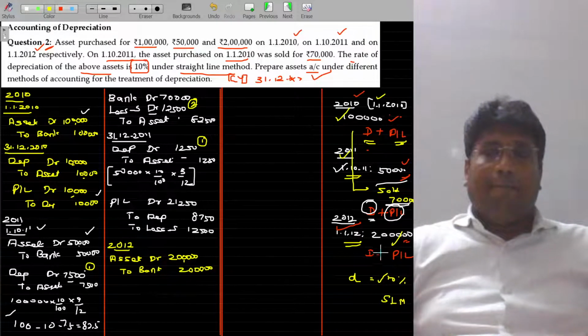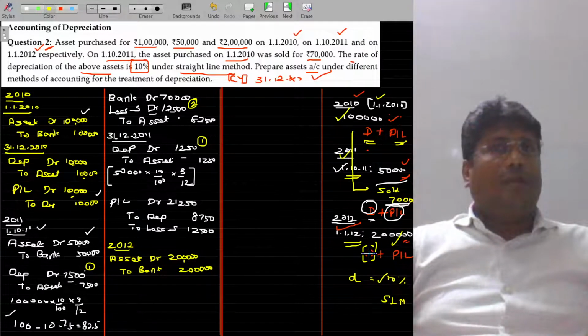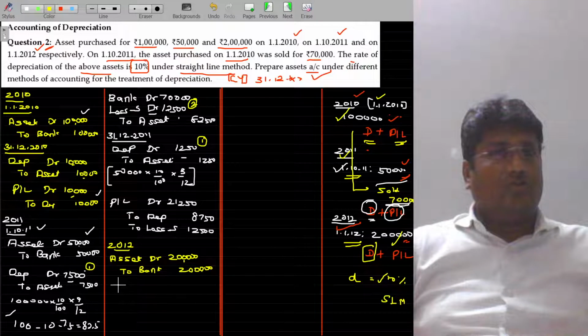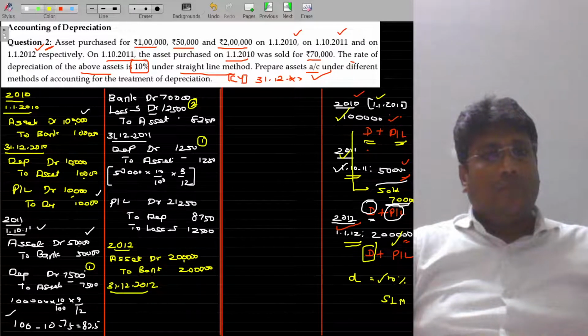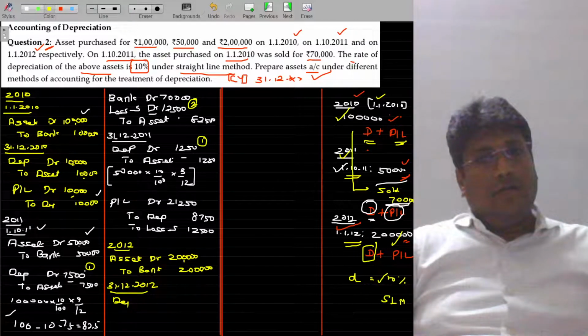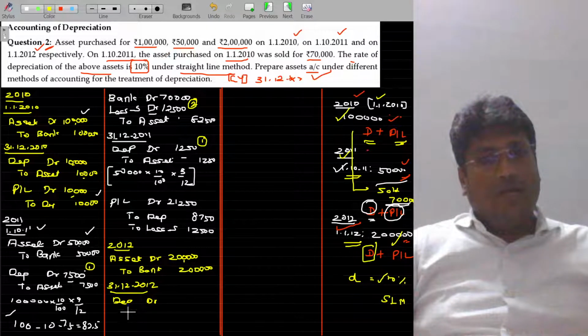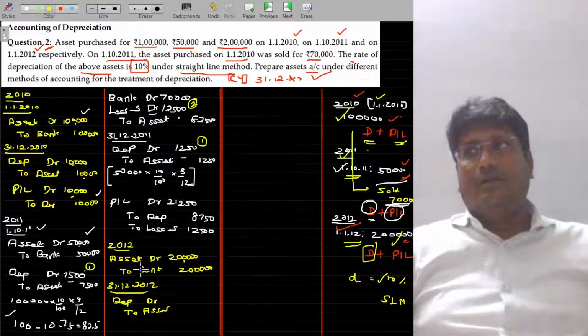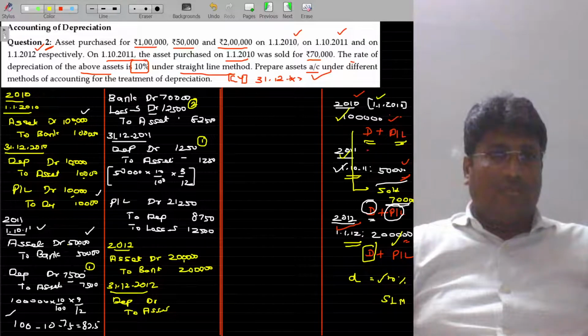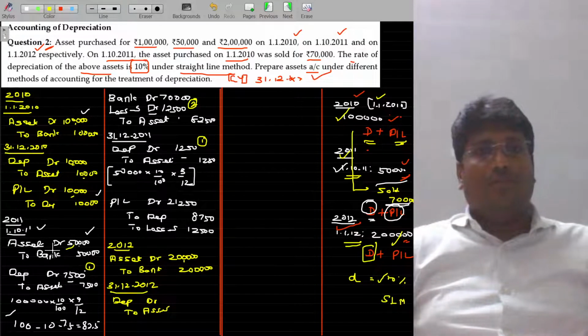The next entry will be calculating the depreciation at the year end. So straight away we will go to the year end, 31st December 2012. Depreciation account debit to asset account. How much is that? We have two assets used for the full year. The first asset of 50,000 is also there, used in this year also, not only used in the previous year.